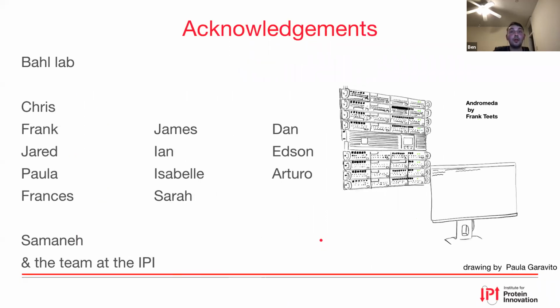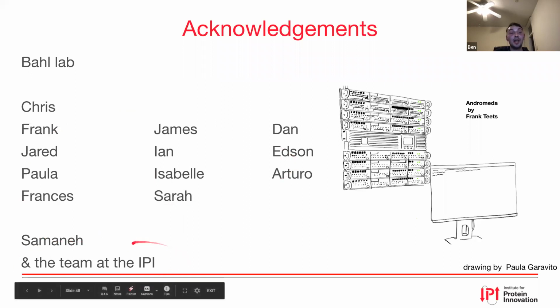With that, I want to acknowledge Chris, who has been a great mentor, and Frank, Jared, Paul, and Francis, who really took me in and taught me how to do computational design, which I did not know before. It's really, really fun and awesome. I want to thank James, Ian, and Isabel for helping me get up and running in the wet lab, teaching me how to use mammalian cells, and helping me with the transfections. I want to thank Sarah, Dan, Edson, Arturo, and everyone for the great atmosphere in the lab. And I want to acknowledge Samina, who previously spearheaded this project.